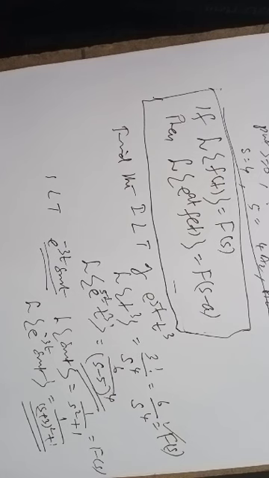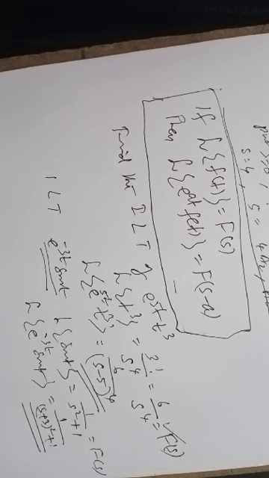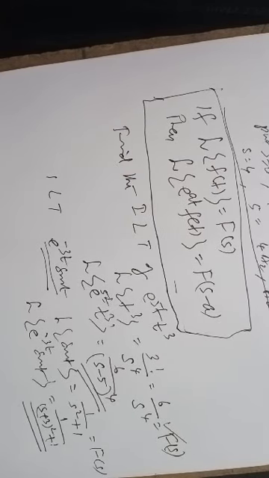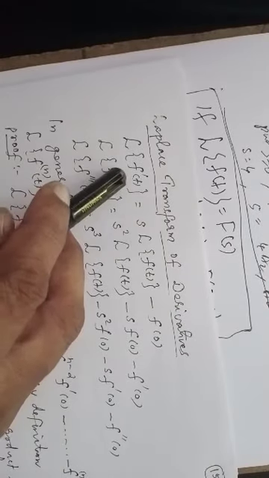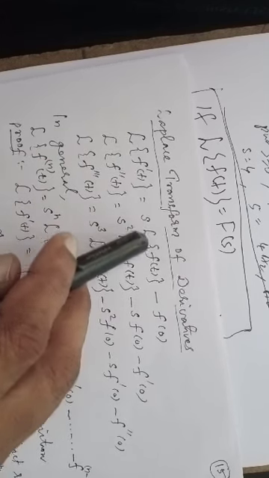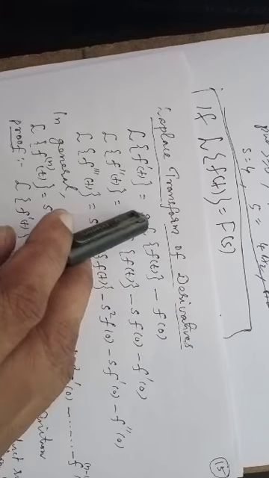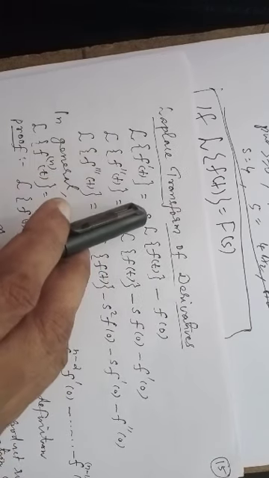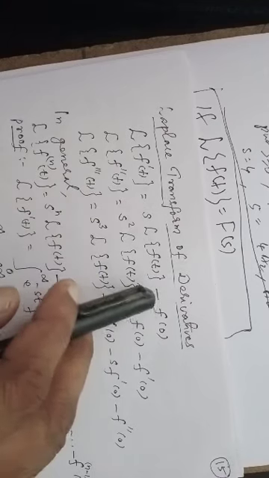And next we consider another result, that is the Laplace transform of derivatives. What is the Laplace transform of f dash t, the derivative of the function? Take the Laplace transform of f of t, that you know, multiply it by s. That is, for the first derivative, multiplying by s raised to 1, minus f of 0.